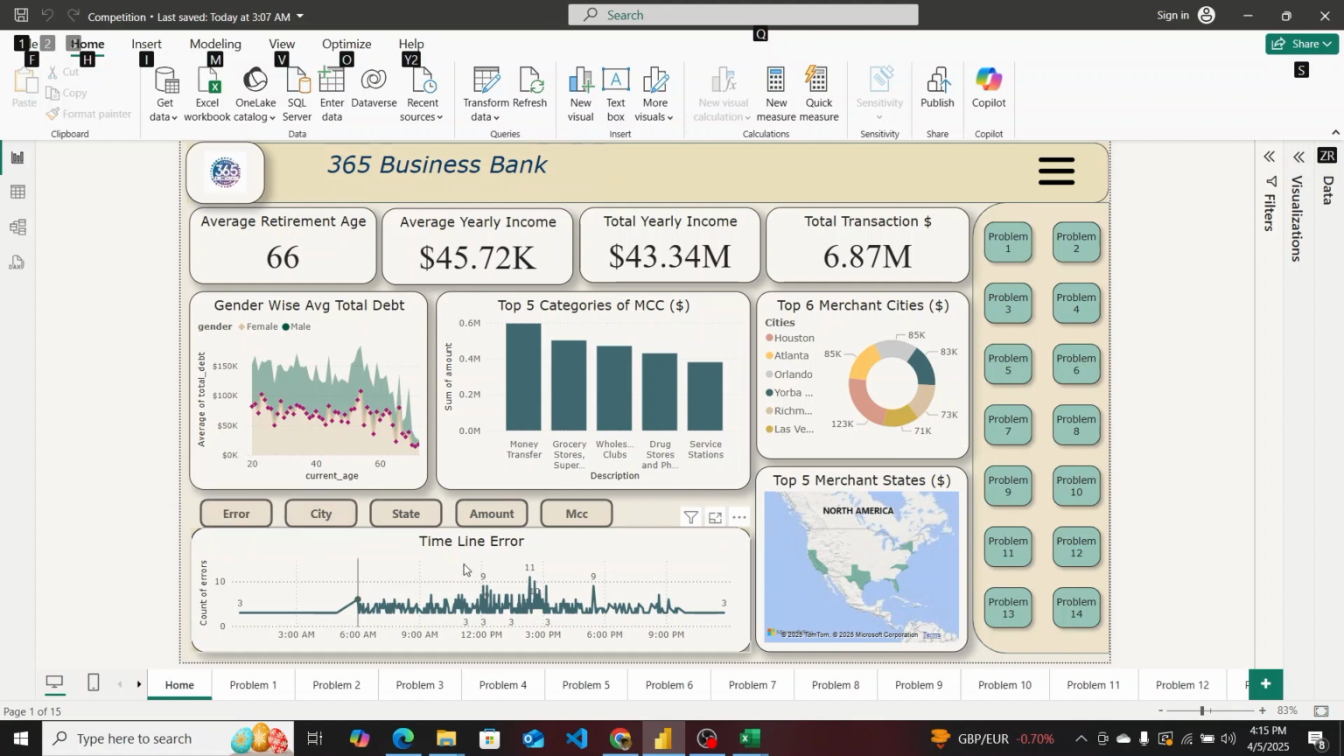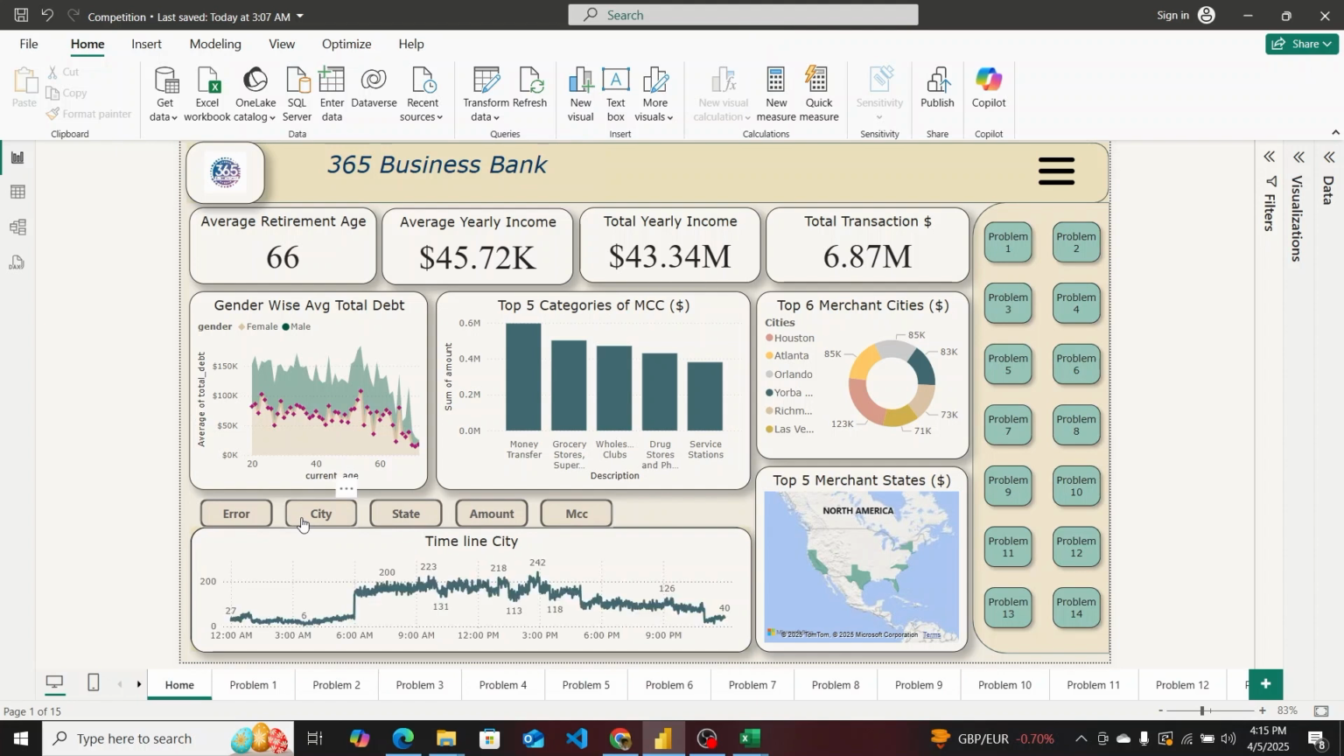Now these are the buttons and the timeline trends. This is the timeline trend of errors. We can see that errors occur normally from 6 a.m. to 6 p.m. and their peak is from 12 p.m. to 3 p.m. This also highlights the merchant cities: the number of transactions in the merchant city at 6 a.m. is about 34, and then there is a spike, and after 9 a.m. the spike goes down.